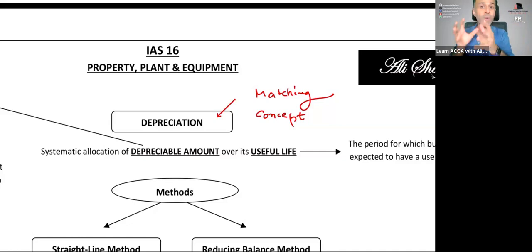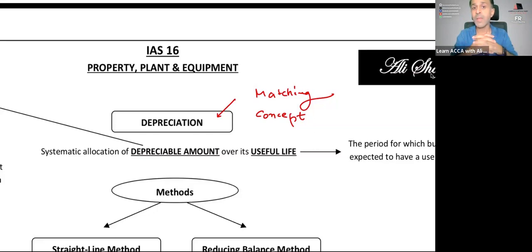So we do not record the whole cost into profit and loss of the first year. We rather spread that out by way of depreciation. Remember, cost divided by useful life. So the cost, when spread out in 5 parts, each year we record 1 part. And this way, the cost is matched up. This is the basic sense of why we depreciate an asset.